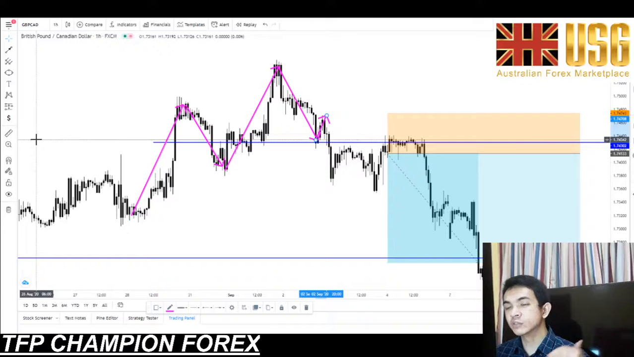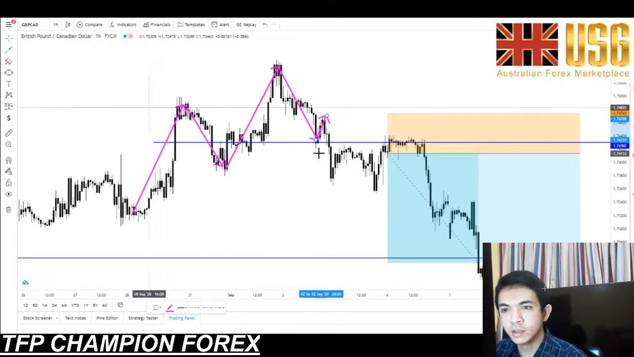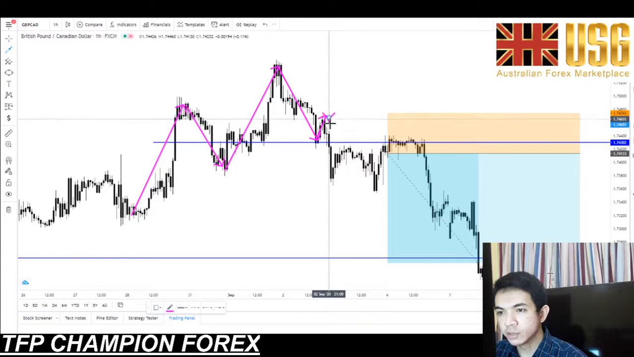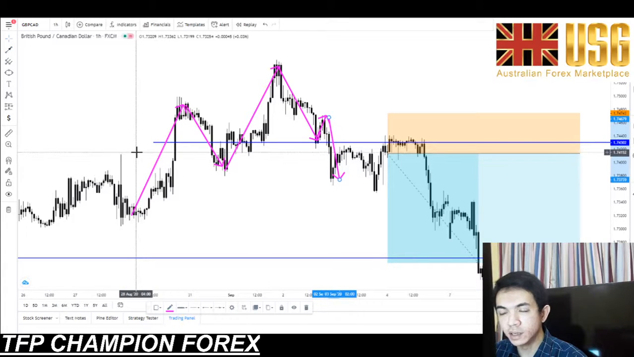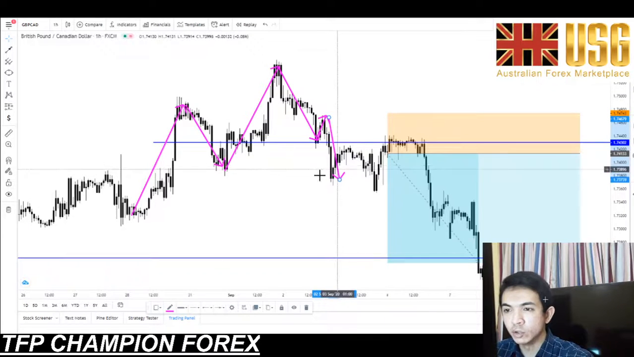But I didn't take the trade right away. I observed what the market did and waited for the right opportunity for a high probability trade setup. All right, after that, the price went for a strong impulse move to the downside, for a lower low.